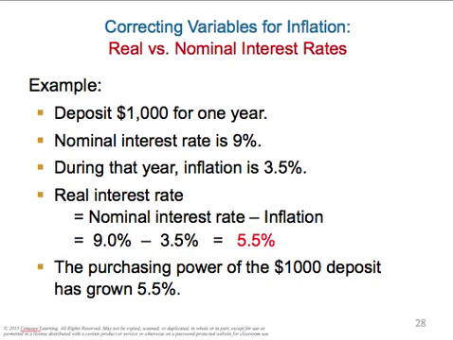Now, continue to look at real versus nominal interest rates. Let's take an example. Let's say a deposit of $1,000 for a year. Okay, nominal interest rate is 9%. During that year, inflation is 3.5%. The real interest rate is the nominal interest rate minus inflation. Okay. See, when you go to the bank and they want to tell you to invest in something, they say, hey, it's great, it's got 9%, but they don't tell you about what inflation is going to do to that 9%. Well, 9% minus 3.5% is 5.5%. Congratulations. Your interest rate that you're getting now on your $1,000 deposit is actually 5.5%. The purchasing power of a $1,000 deposit has grown 5.5%, not necessarily at 9% like you thought it would. So inflation matters.